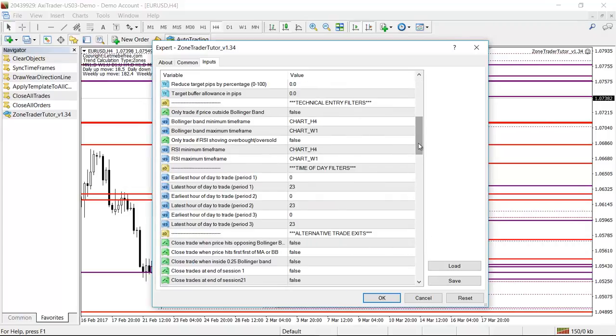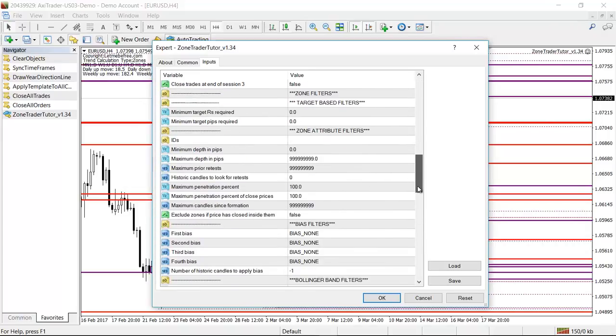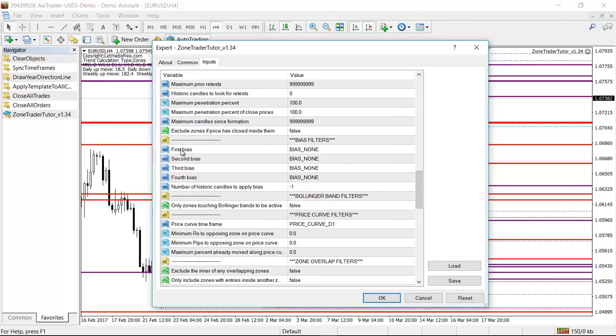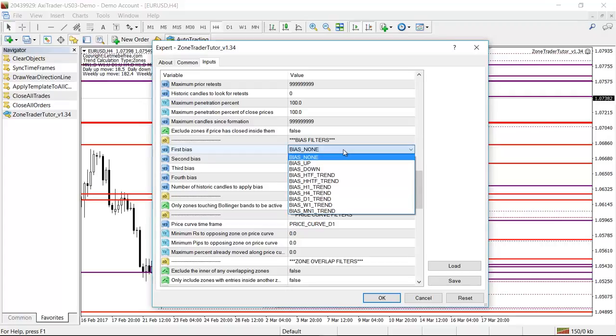We'll just scroll down a little bit here. We have bias, so we can have up to 4 settings, and if you look at the drop down list here, we can set up and down if we only want to see supply zones or demand zones, or we can look at the higher time frame trend as well, or 2 higher time frame trends and base this on that, or we can pick a particular time frame whose trend we want to use to set our bias. So for example, we look at the daily trend in this instance.